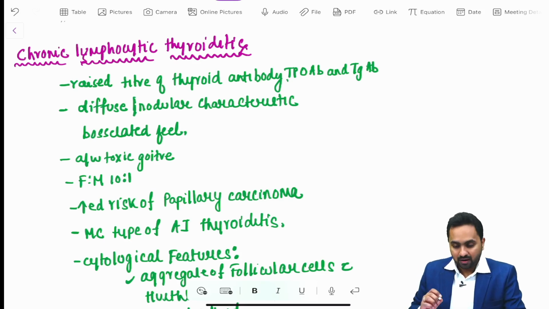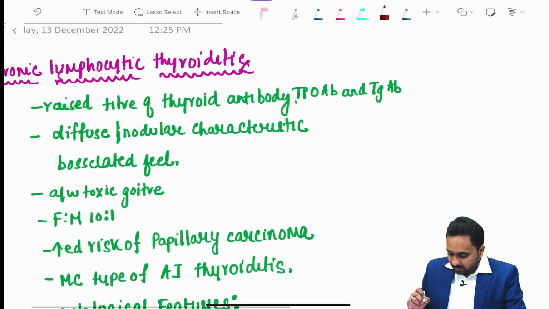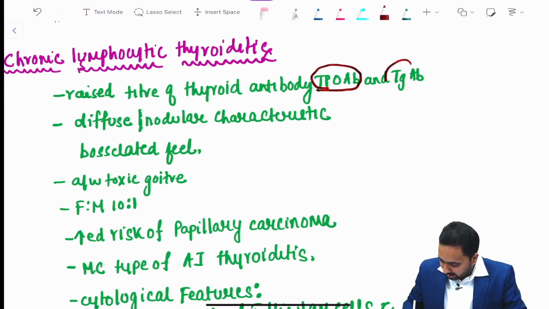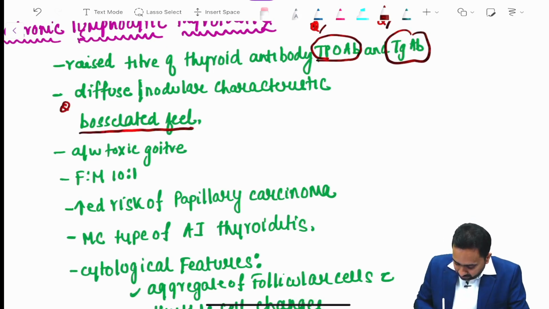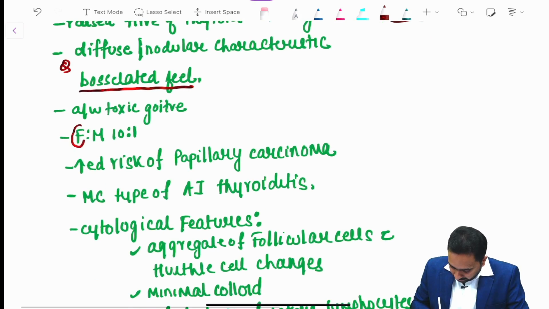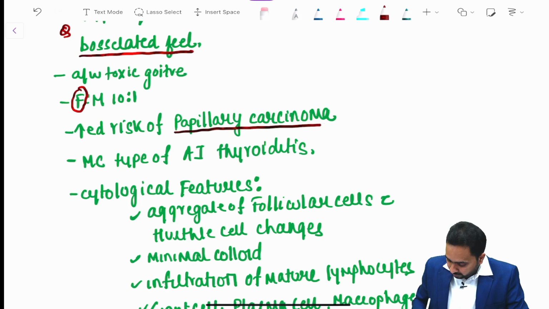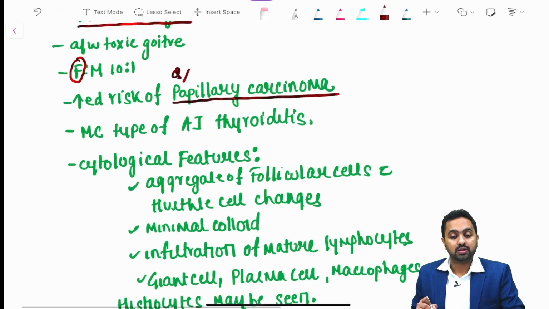So first we have chronic lymphocytic thyroiditis. It is because of the raised titer of thyroid antibody, which is TPO antibody and TG antibody, right. Then it causes a diffuse and nodular, characteristic bosselated feel of the thyroid gland. It is associated with toxic goiter, much more common in female compared to male. It is associated with an increased risk of papillary carcinoma. Now, it is the most common type of autoimmune thyroiditis.